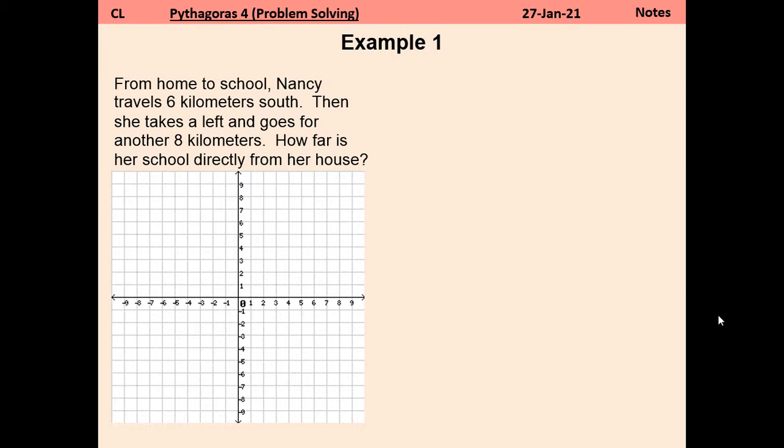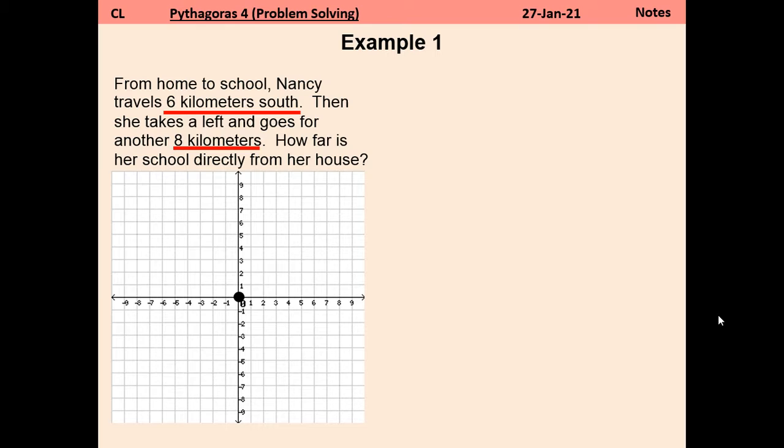From home to school, Nancy travels 6 kilometers south, then she takes a left and goes for another 8 kilometers. How far is her school directly from her house? Okay, so let's start from the origin. So Nancy travels 6 kilometers down. Very good information. What else? And we're also told that she travels another 8 kilometers to the left. How far is her school directly from her house?